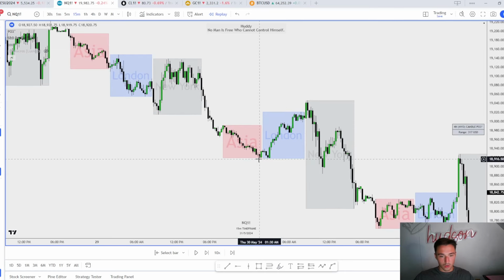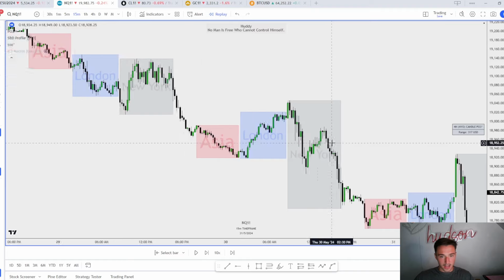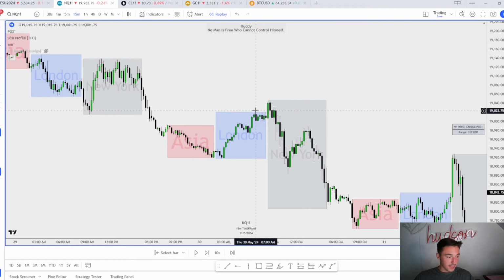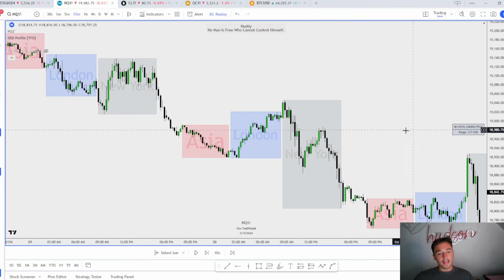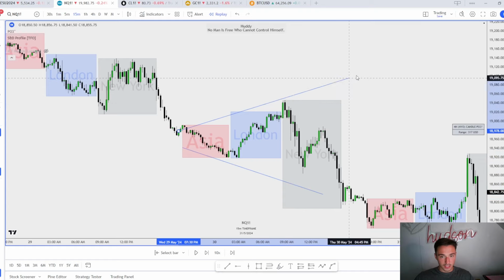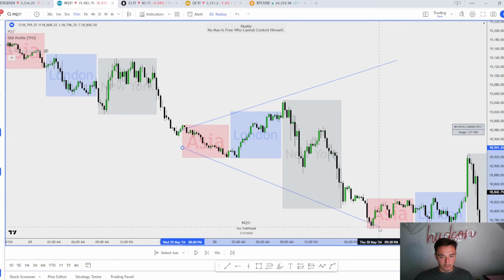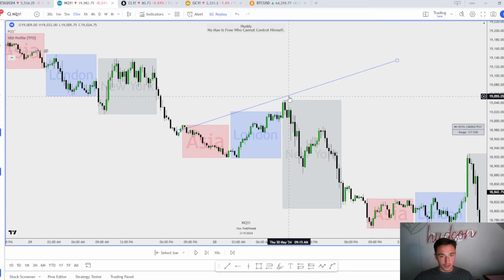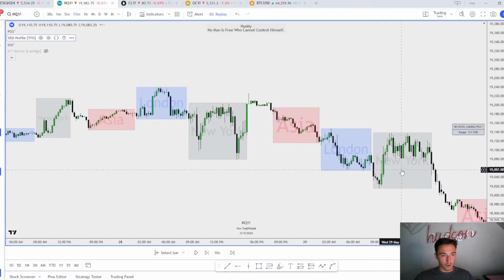Right here, what do we see? London takes the low and the high of Asia. What does New York do? Takes the high, takes the low. And in turn, what does this create? It creates a broadening formation, right? We can see we're taking lows, taking highs, and it's creating this, right? We take lows, take highs, and it just keeps making this broadening formation, right? So this is what is happening on the charts.